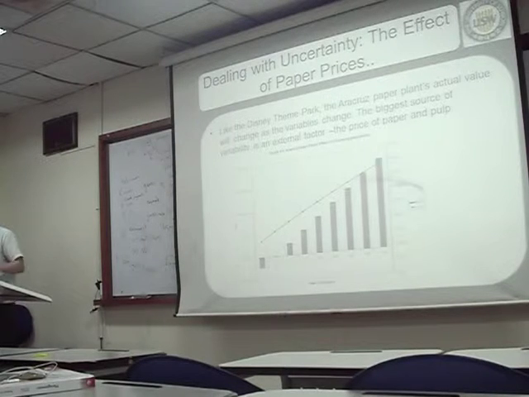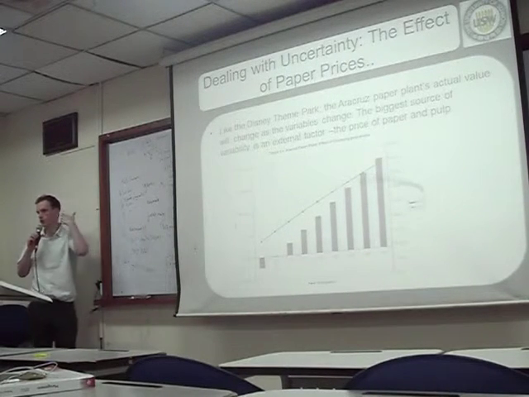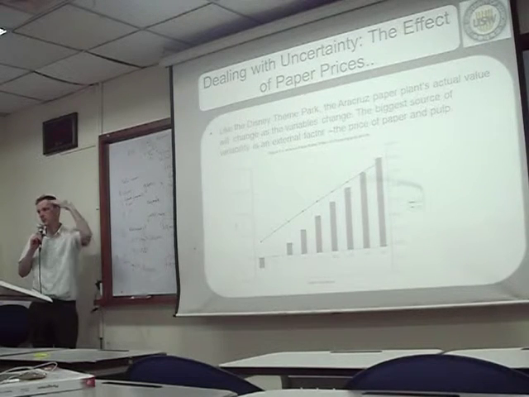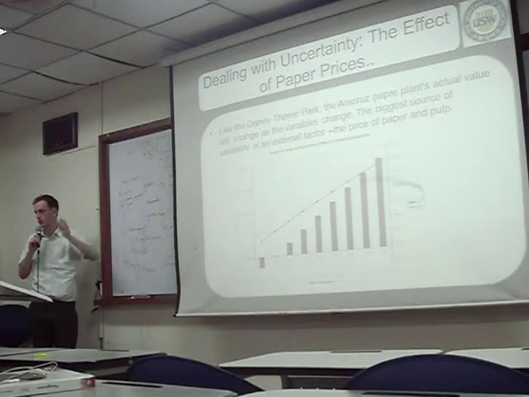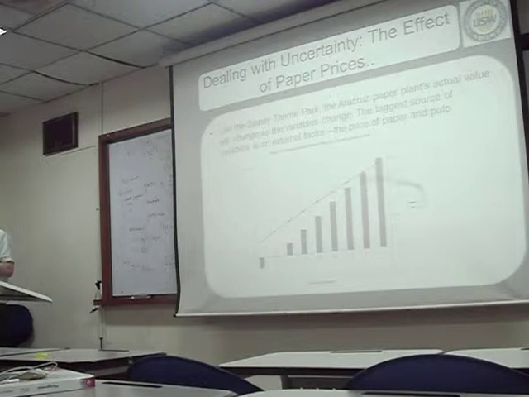Do you understand timber? Timber or those kinds of things, the price changes a lot. It can change 50, 100% in one year. Paper, the price can change a lot too. So the price of paper and pulp. Pulp is what you make paper from. It's kind of a white, gooey material from the tree. Those prices can change, so we just make the analysis.